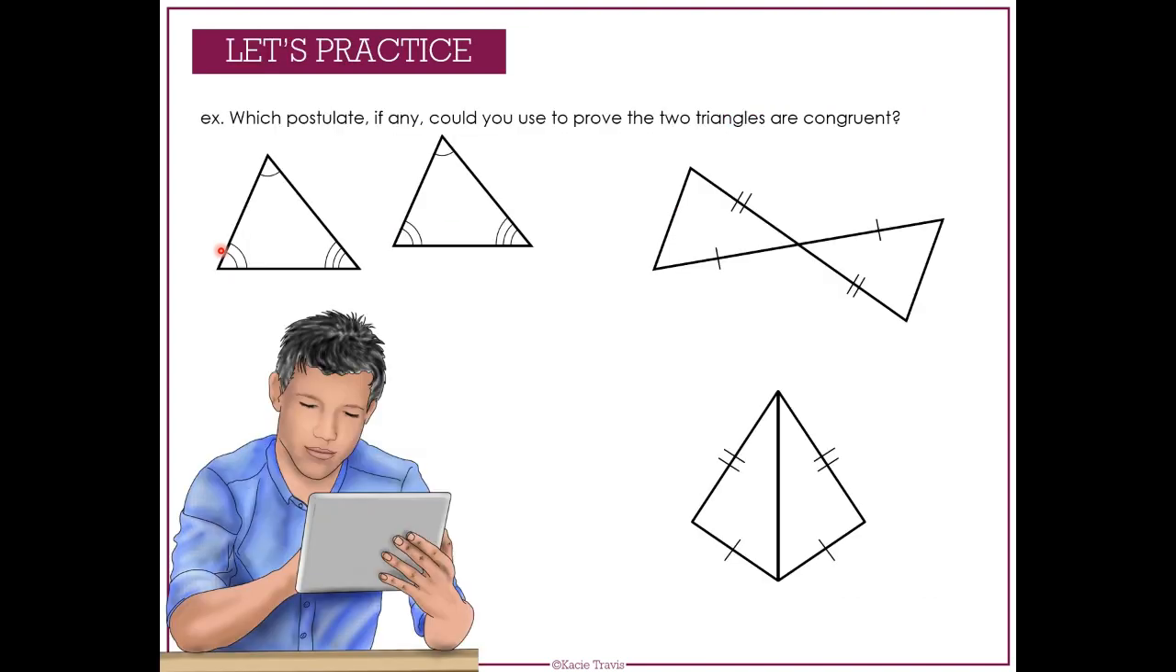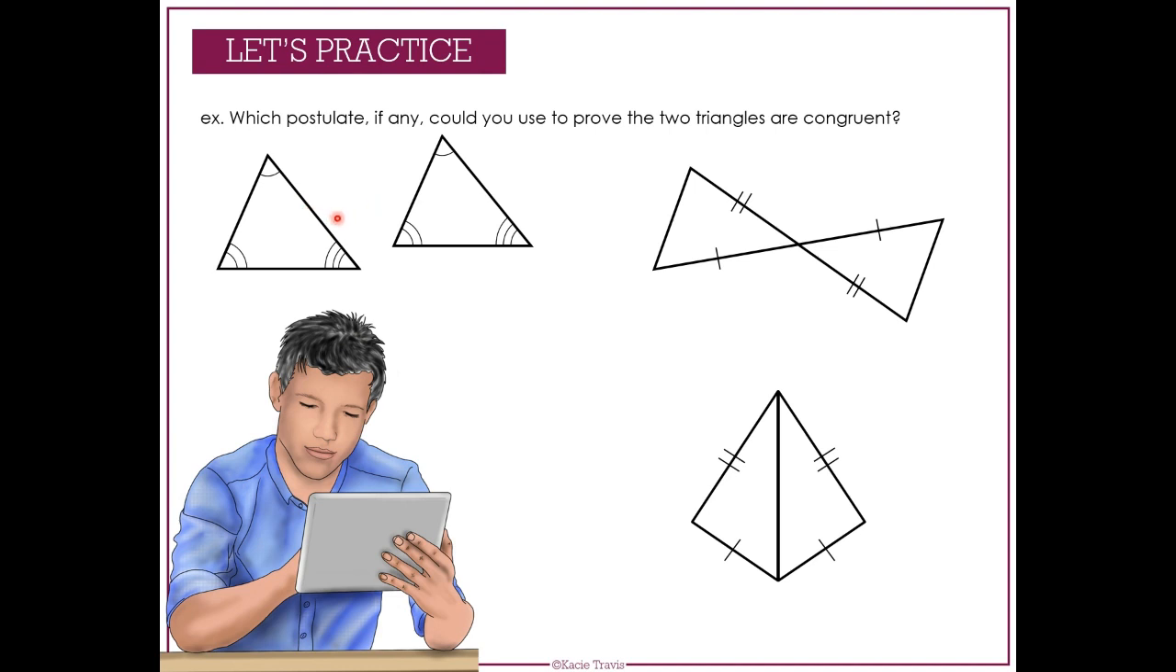All right. On the bottom is asked which postulate, if any, could you use to prove the two triangles are congruent? So, looking at this first one, we got this angle, this angle, this angle, and these angles here. Can we prove that these are congruent? The only types of ways that we can prove so far from our list are side, side, side, angle, side, angle, or the hypotenuse and leg. Unfortunately, there's no information here about sides. There's only information about angles.